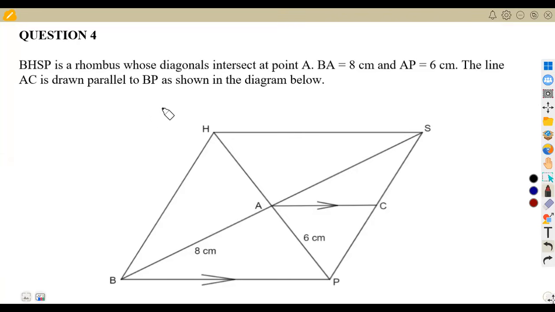This is Euclidean geometry from the past exam papers that we have, so that we can understand how these questions are given and how you are supposed to attempt these typical questions on Euclidean geometry. So we are given question number 4.